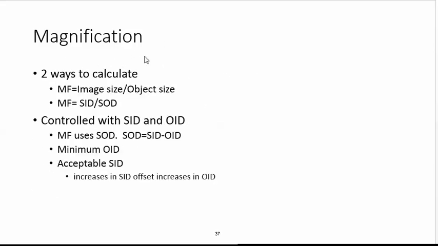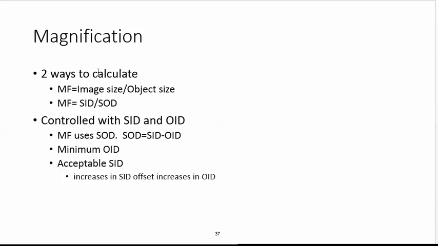So for magnification, there are two different ways to calculate it. Magnification is equal to the image size over the object size. So it's a ratio of the size of the actual image to the size of the actual object. It can also be calculated as magnification factor equals SID, that's source to image distance, over source to object distance. Your DeAngelis is a great tool for working through math problems. There are a lot of magnification factor problems inside your DeAngelis book.